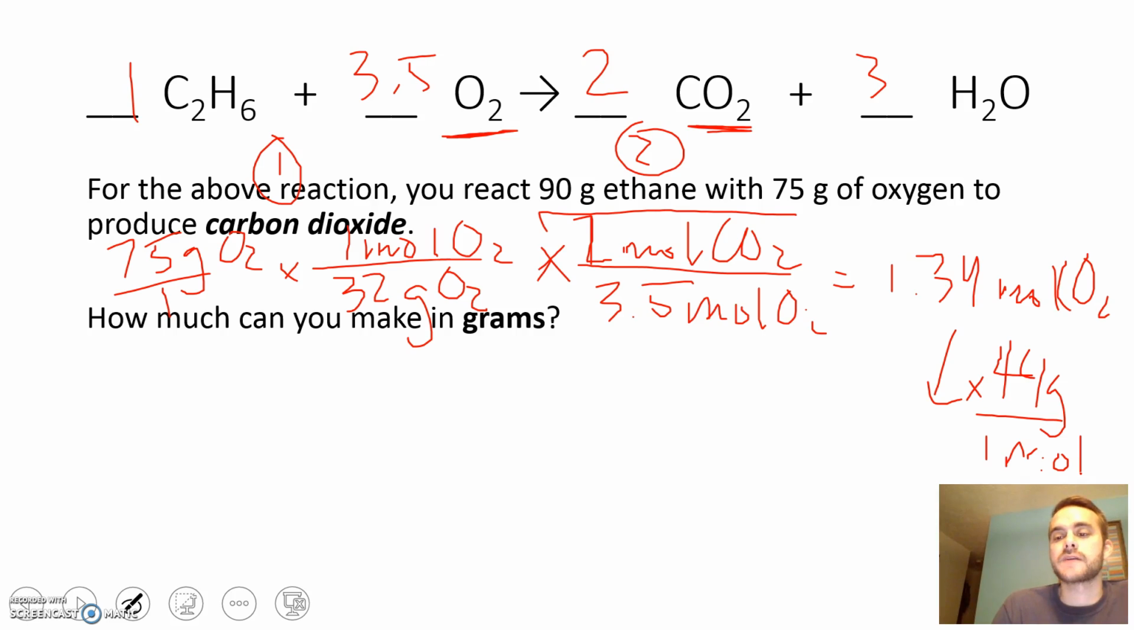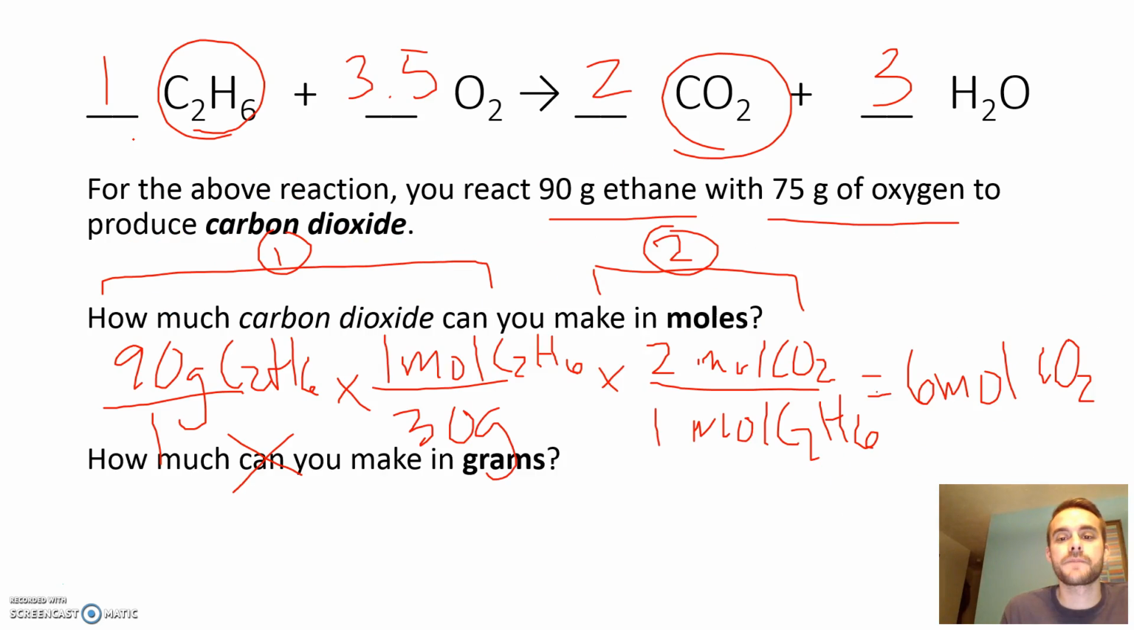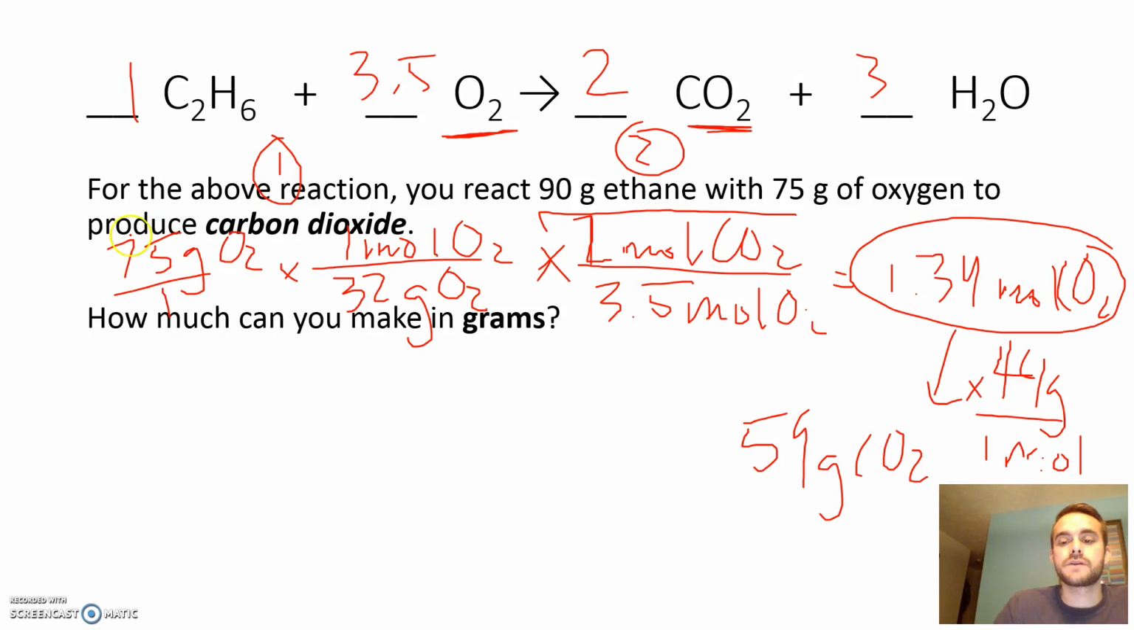That is the molar mass of CO2. That'll give you a final answer of 59 grams of CO2. The reason why, because 75 grams of oxygen will produce your 1.34 mole of CO2, excuse the handwriting, whereas the ethane will actually produce more. You have to go with the one that produces less, even if you have extra. Okay, so that's your final answer.